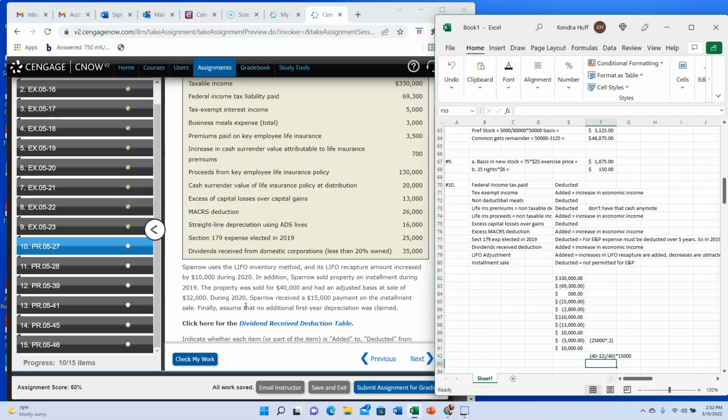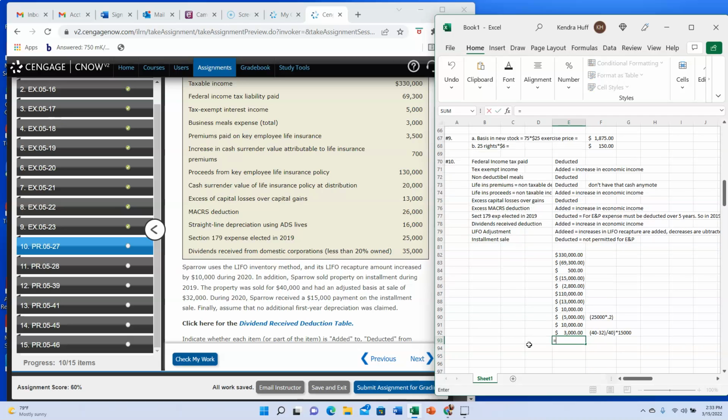And it's not going to work. Oh, it's okay. I didn't have to work because I don't have the formula anyway. So 8 divided by 40 times 15. 3,000? Okay, then add those up.